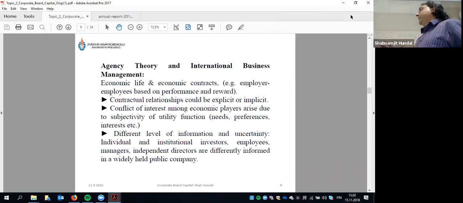So now we know that the agency theory is referring to this conflict of interest between the economic players, because the conflict happens because the needs, preferences, interests could be different. And also one reason why this conflict of interest takes place is because there is a different level of information which the principal and the agent have. Like in this case, in the Anglo-Saxon model, you can assume that the agent knows more than the principal, because the principals are so scattered.